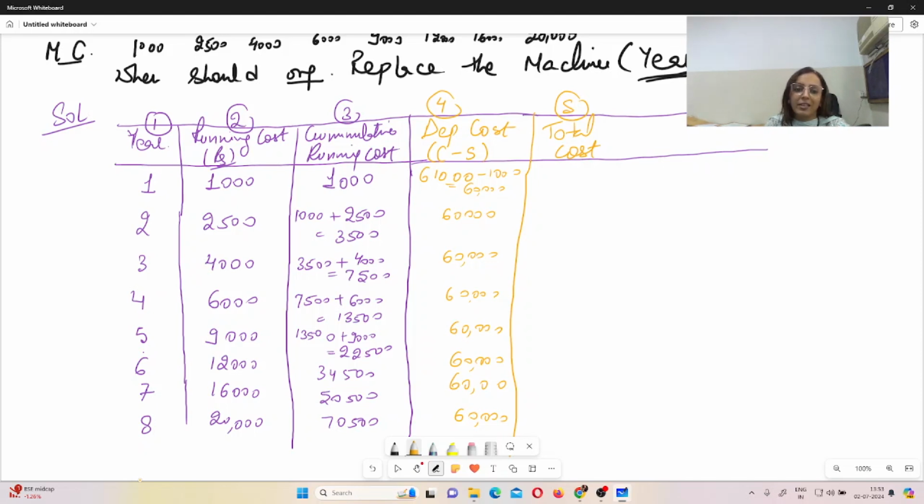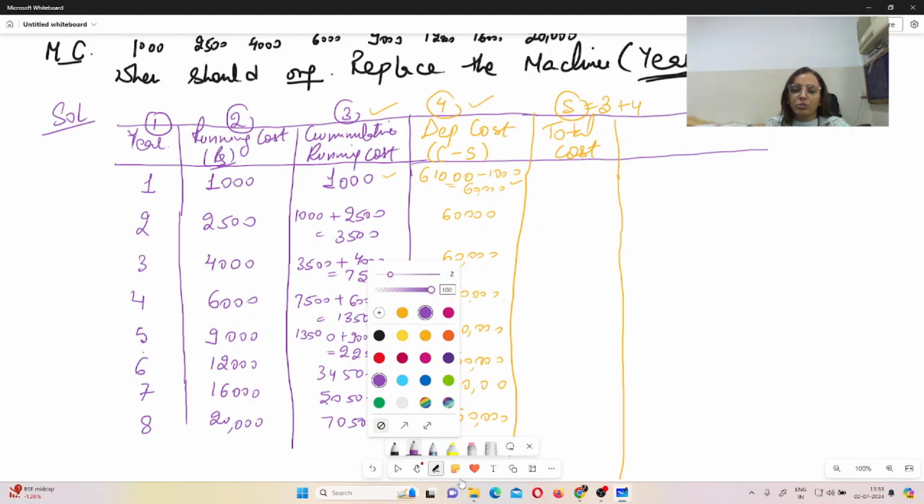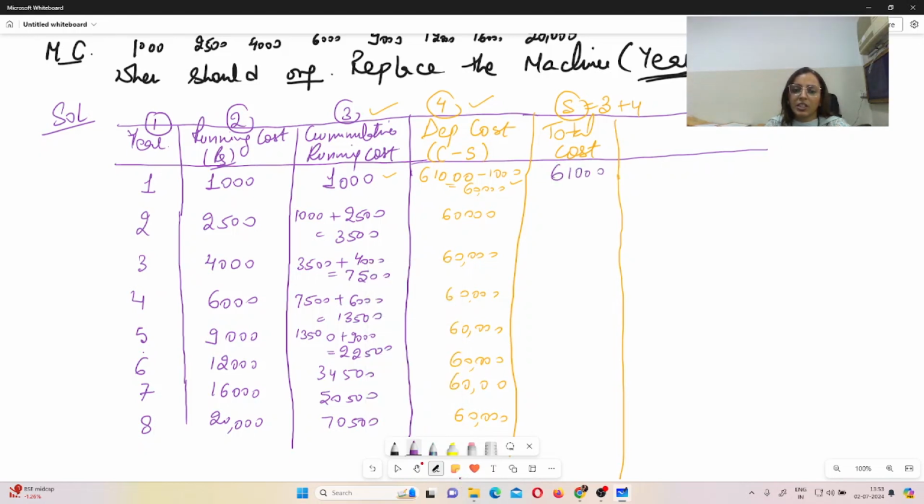For the total cost, you have to add your running cost, that is the cumulative cost you have calculated, plus your depreciation cost. So your total cost is point number 3 plus point number 4. That means 60,000 plus 1,000 will be 61,000. I'm just adding the values so that you can get the figure. This will be your total cost.